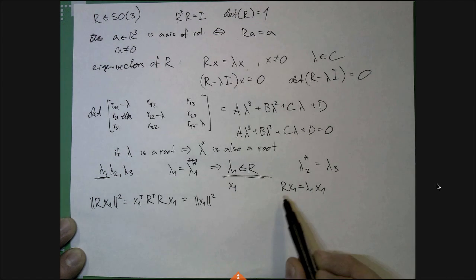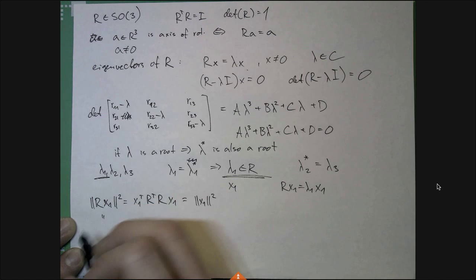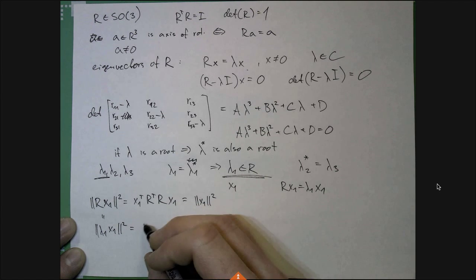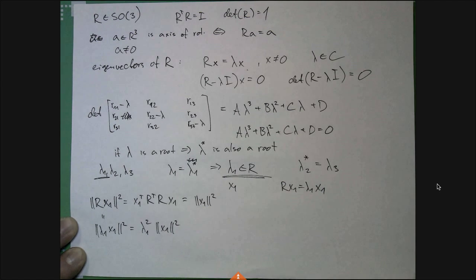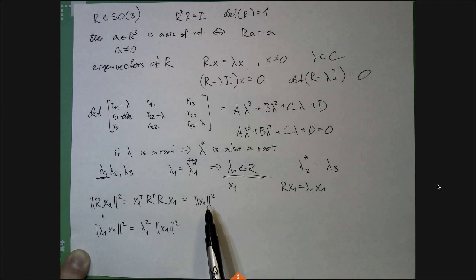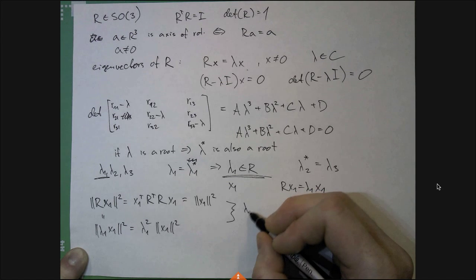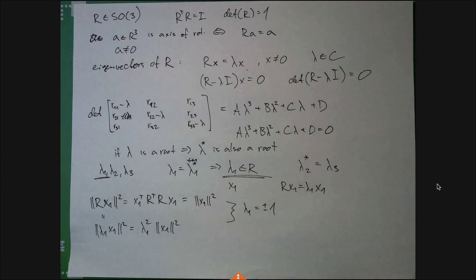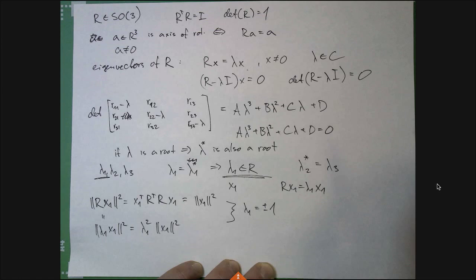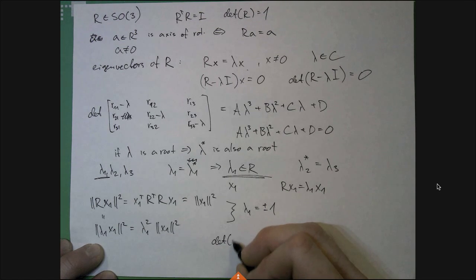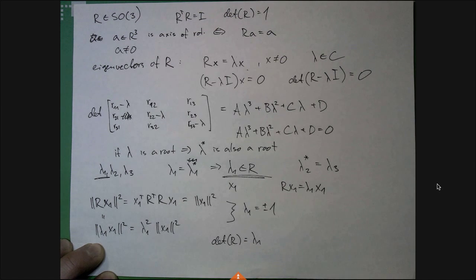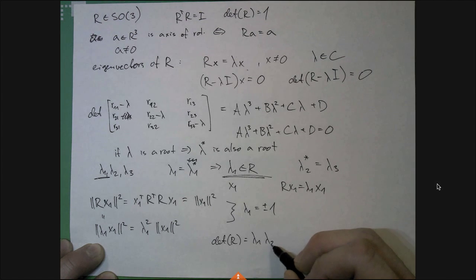Now I know that Rx1 is lambda 1 x1, so this is also equal to the norm of lambda 1 x1 squared, which, because lambda 1 is just a real scalar, is lambda 1 squared times the norm of x1 squared. Because these two things are equal, lambda 1 squared must be 1, so lambda 1 must be plus or minus 1. No other possibility. But I also know that the determinant of R is 1. And the determinant of R is the product of the eigenvalues. This is really like a linear algebra exercise. I hope you are enjoying it. I am. Lambda 1, lambda 2, lambda 3.